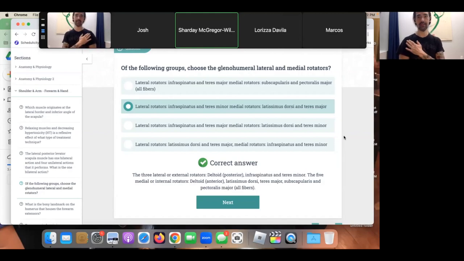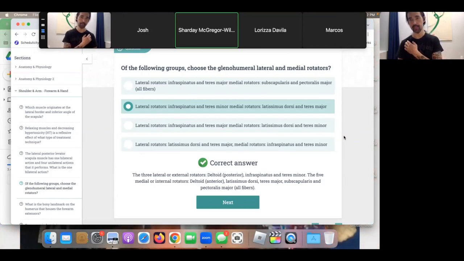Does that mean that in the glenohumeral joint, we're looking at the lateral part of the bones versus the medial part of the bones? Or what does that mean? Anybody?